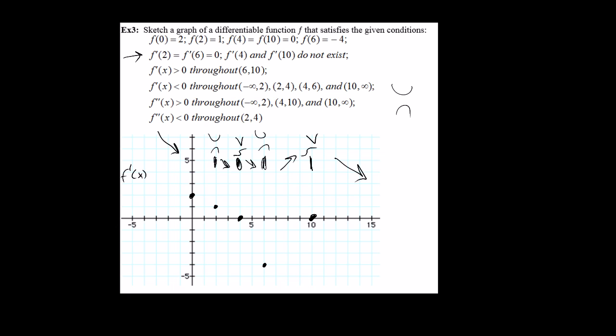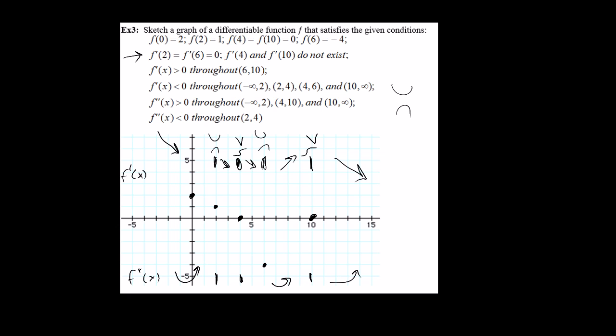So now let's move on to the double derivative. F double prime is greater than 0. F double prime is concavity. So if it's greater than 0, then it's concave up. So between negative infinity and negative 2, we are concave up. Between 4 and 10, we're concave up again. And from 10 to infinity, we're concave up.